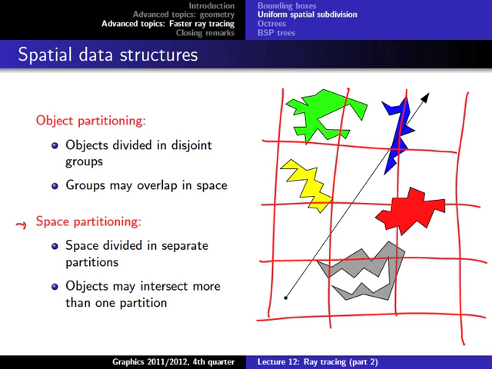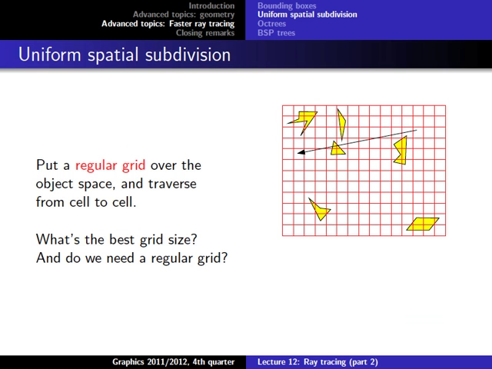This approach is the very simplest case of it. It's called the uniform spatial subdivision. Uniform, of course, because we make a uniform division of the space in a way that each cell has the same size and the same shape. So we get a regular grid, and the good thing with this uniform spatial subdivision is that it is very easy to traverse this grid.